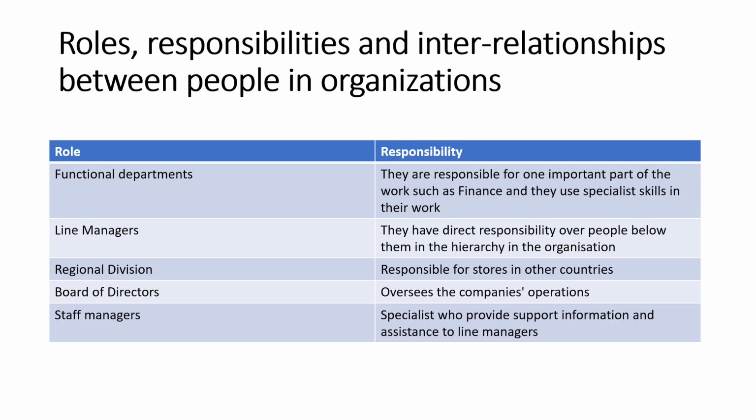Then we have the regional division. They're responsible for the stores that are in other countries. The board of directors oversees the company's operations and makes sure everything is running smoothly. And then you have staff managers. They are specialists who will provide support, information, and assistance to the line managers.